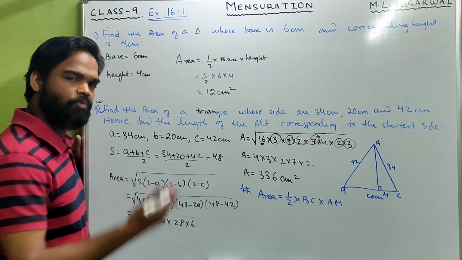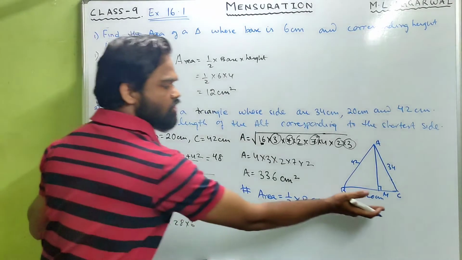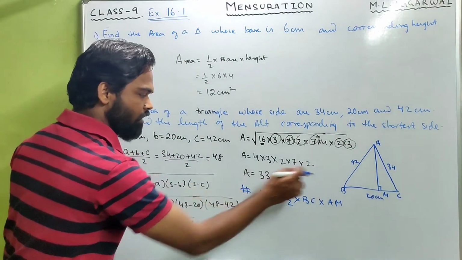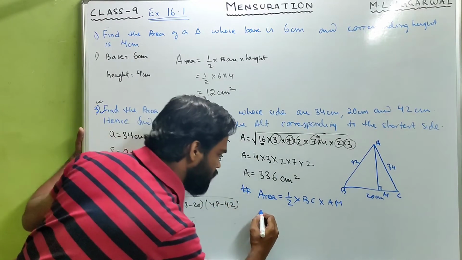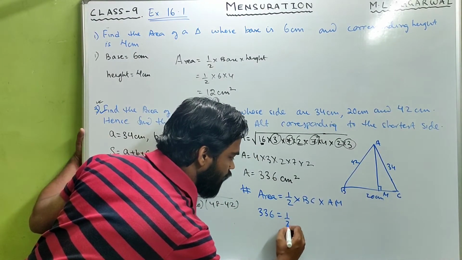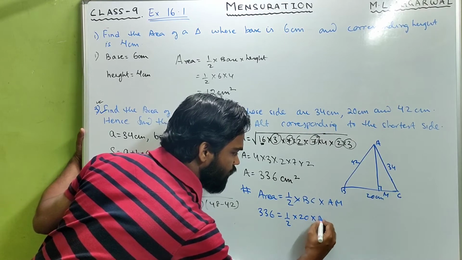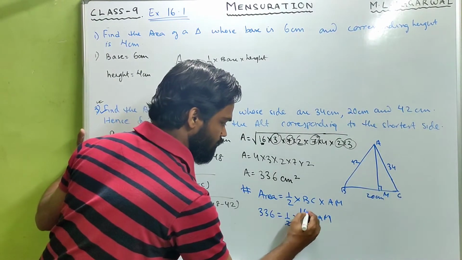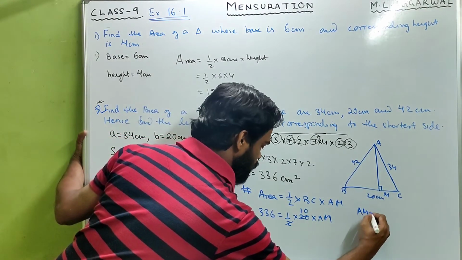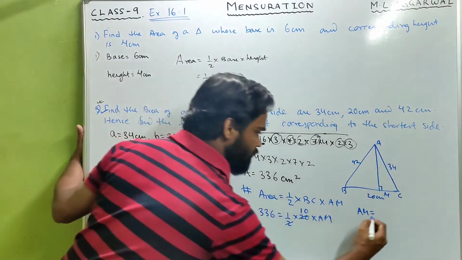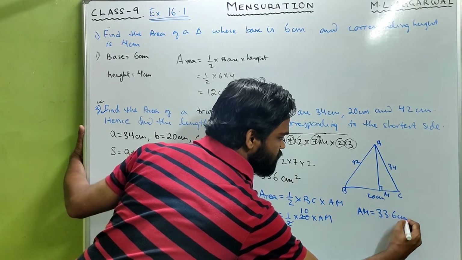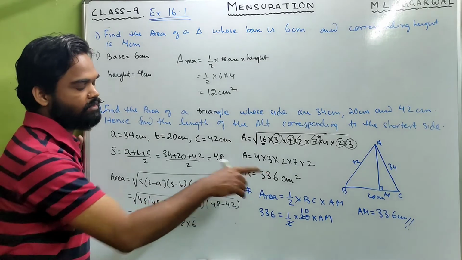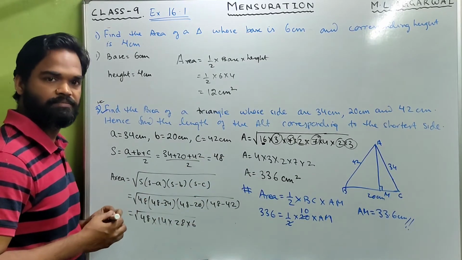I can write like this for any triangle. If your base is known and the corresponding height is known, you can write this formula. Now, area of this triangle, we just got it by Heron's formula. That's 336. Half into base is how much? 20 into AM. Isn't it? So this is 10. So AM will be 336 by 10. That's 33.6 centimeter. So the length of the altitude corresponding to the shortest side is 33.6 centimeter.